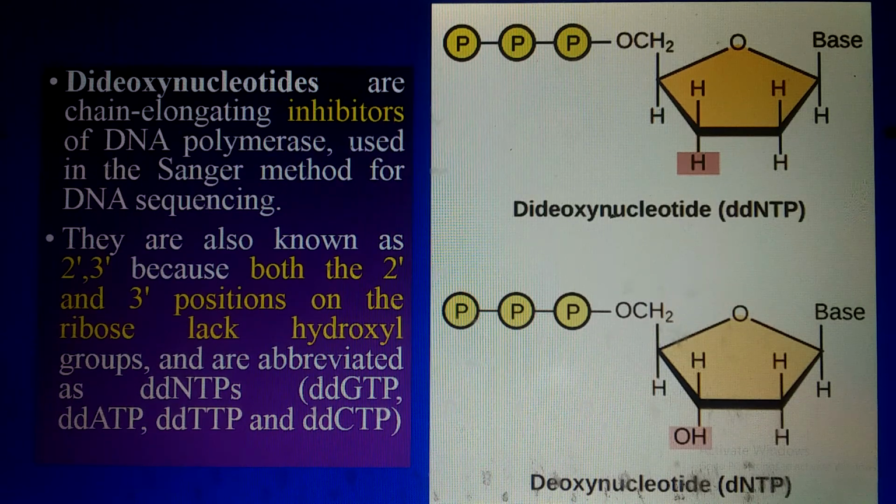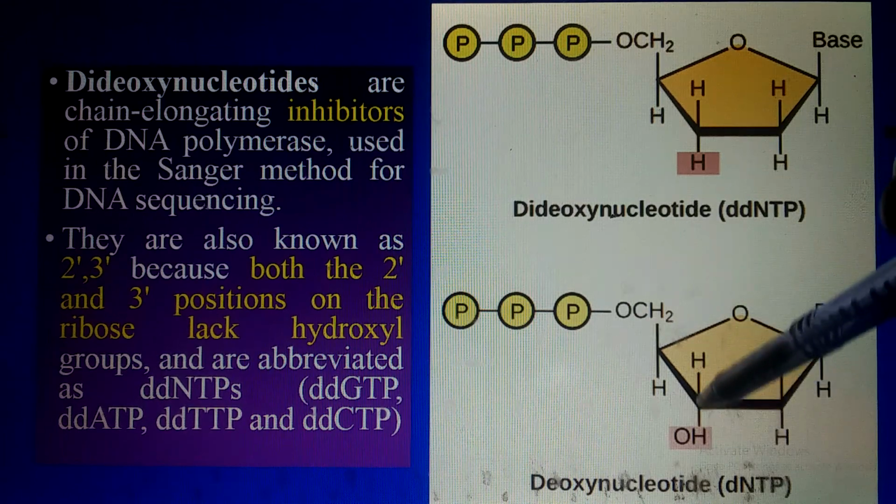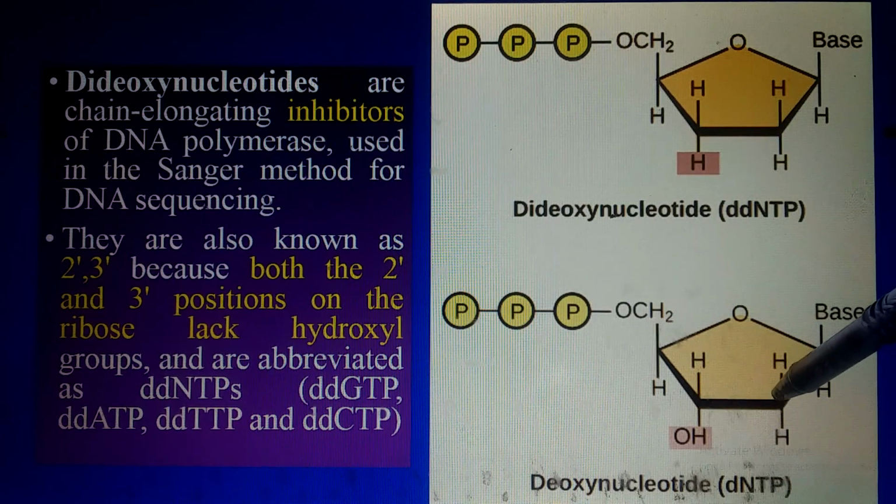Is it clear? So you can read here, the dideoxyribonucleotides are chain elongation inhibitors. They inhibit the DNA polymerase from synthesizing the DNA. Is it clear? They are used in the Sanger method for DNA sequencing. They are also known as 2',3' dideoxy because both the 2 and 3 positions on the ribose lack the hydroxyl group. But in the case of deoxy, the hydroxyl is present at the 3 position, and in the case of the ribonucleotide, both the 2 and 3 hydroxyl groups are present.